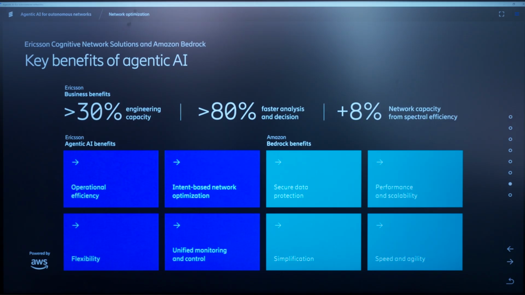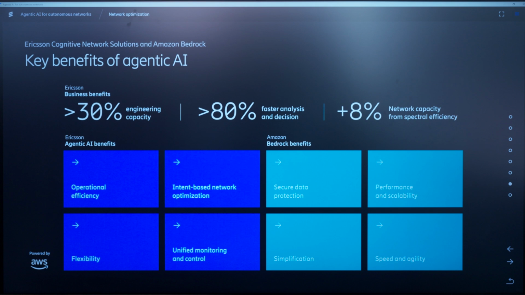The business benefits for the operators is that we can help operators achieve more than 30% engineering capacity, more than 80% faster analysis and decision time, because basically the systems are working autonomously, and more than 8% network capacity from spectral efficiency that can be delivered to some of the networks.